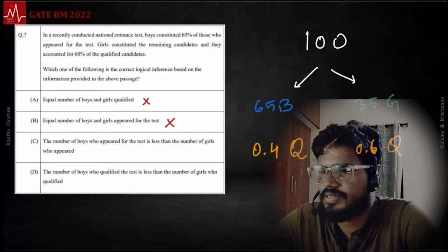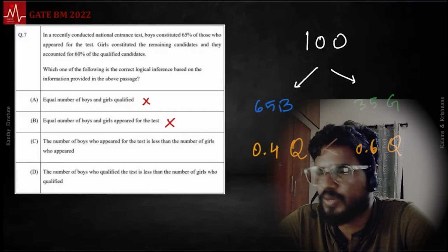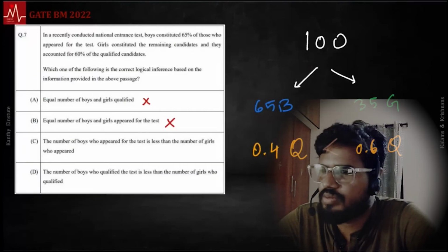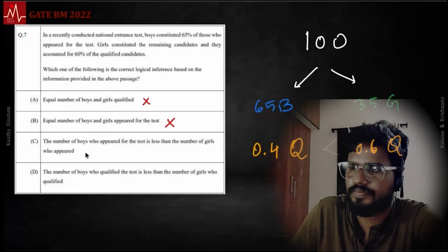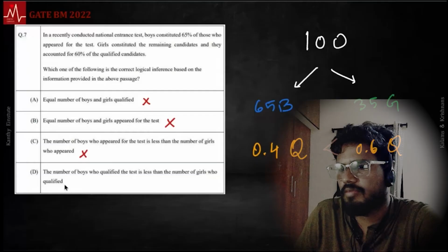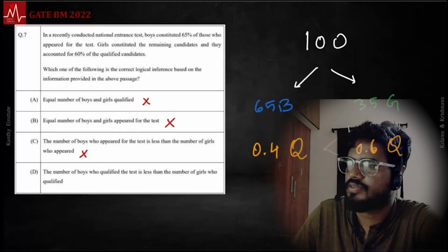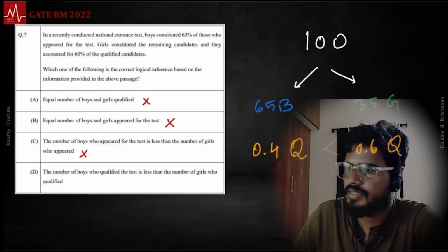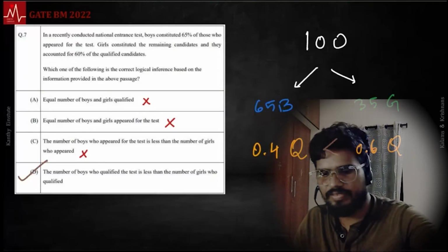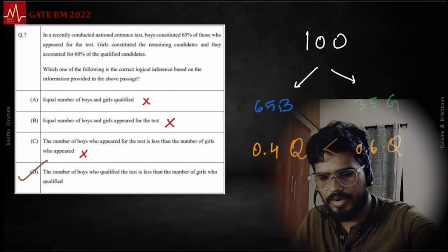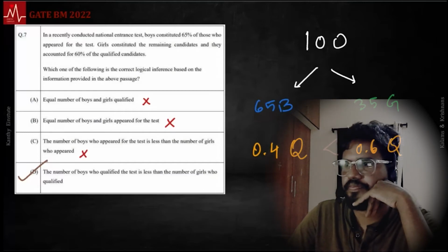Normal decimal base 10, I suppose. No, they are not equal. Number of boys who appeared for the test is less than the number of girls who appeared for the test? No. Number of boys who qualified in the test is less than the number of girls who qualified in the test? Yes. I didn't find Q. I don't know if there is information to find Q, but we can answer this.